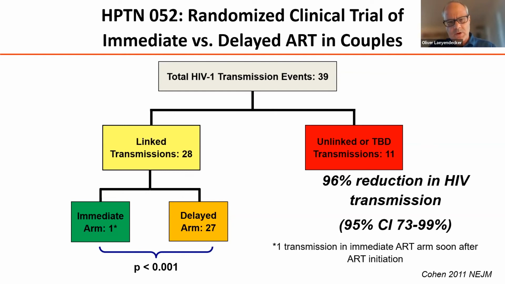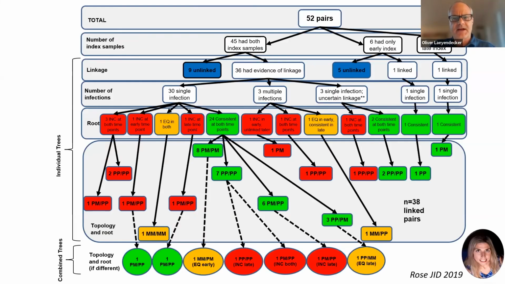Now we were able to generate next generation sequence data on these couples, and actually on more than 52 couples by the time we had these samples. And this was really led by Rebecca Rose, who I asked to look at this data with me. And this is a rather complicated graphic, which then got summarized in a much simpler way for the paper. But so we had 52 potential pairs.